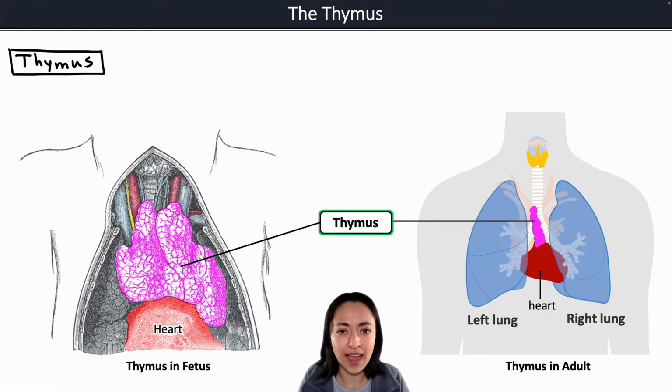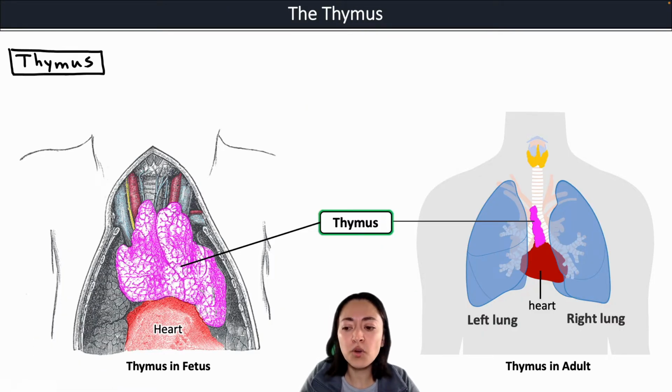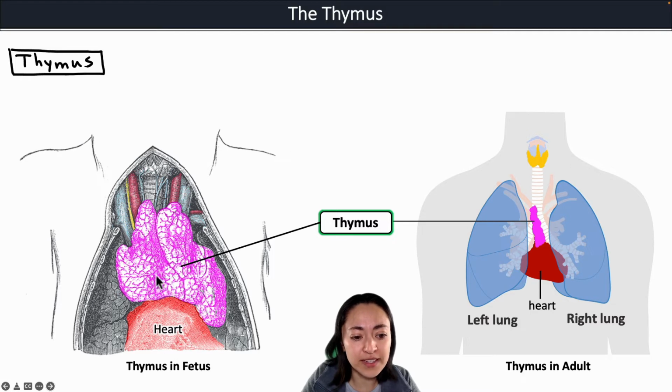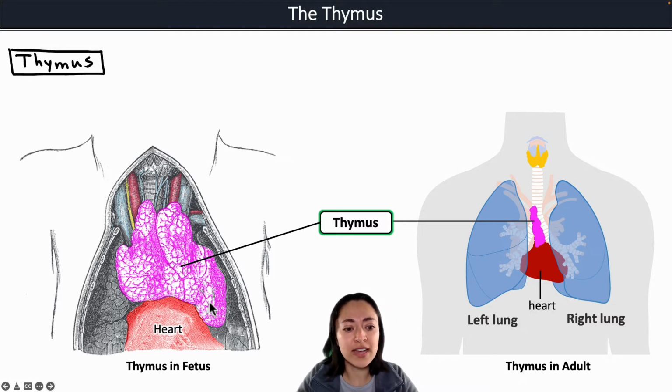Next, let's look at the thymus. The thymus is located superior to the heart, so right above the heart. And one thing I want to point out is that the thymus is much larger in children than it is in adults. So here you can see the thymus in a fetus. Notice how large it is and how much of the thoracic cavity it takes up. And so it's shown in pink here, right above where the heart would be.